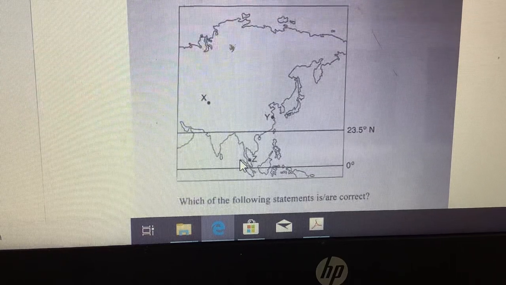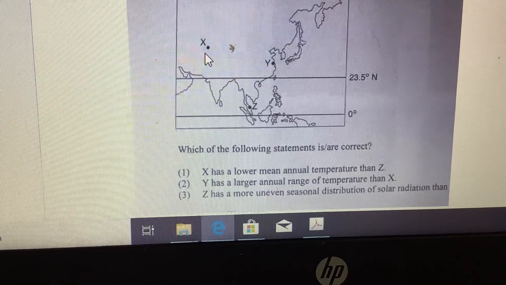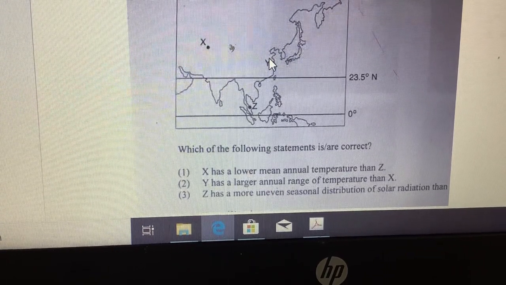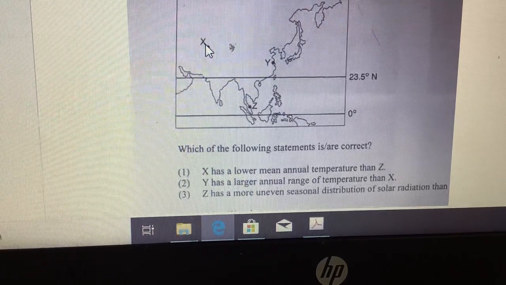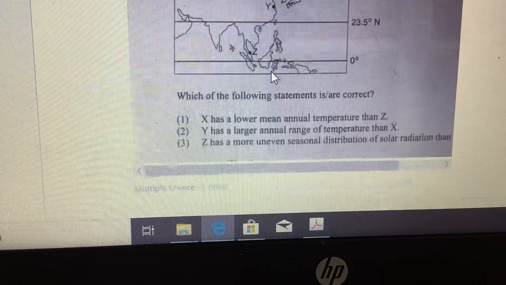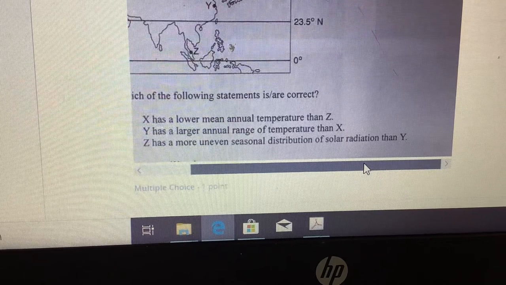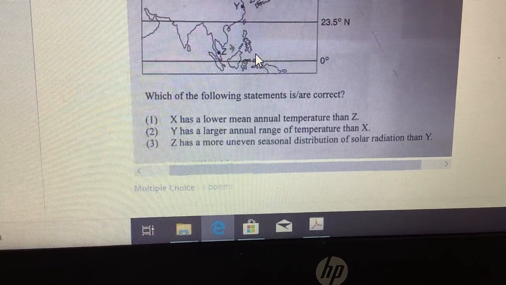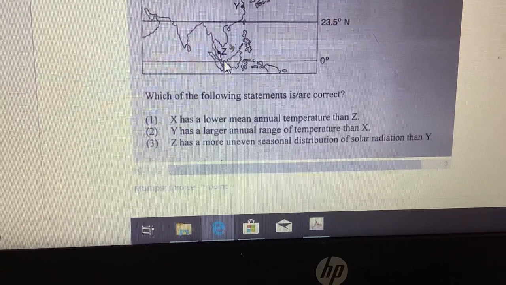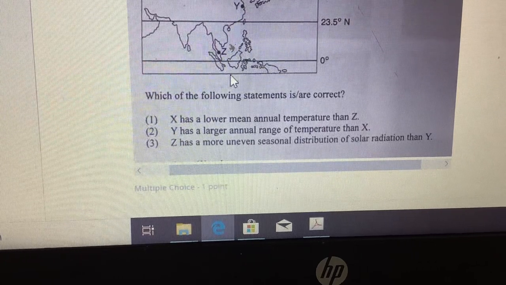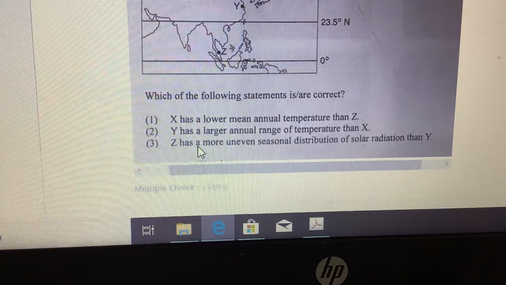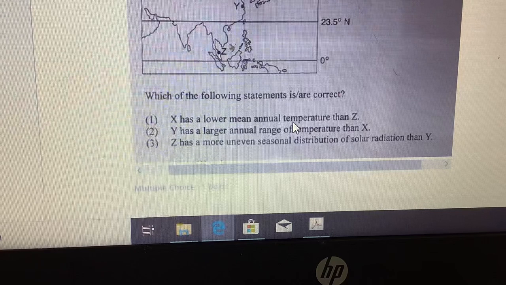Question 16. X has a lower mean temperature than Z, right? Because it's at a higher latitude. Y has a larger annual range of temperature than X. No, because X is in the inland area, and inland areas absorb and lose heat faster, so X should have a higher range of temperature than Y. Z has a more uneven seasonal distribution of solar radiation than Y. Not really, because the higher latitude will have more uneven seasonal distribution. And if you have learned in CP6 about the tropical rainforest, this is near the tropical rainforest, and the seasonal variation will be smaller. Number three is wrong.